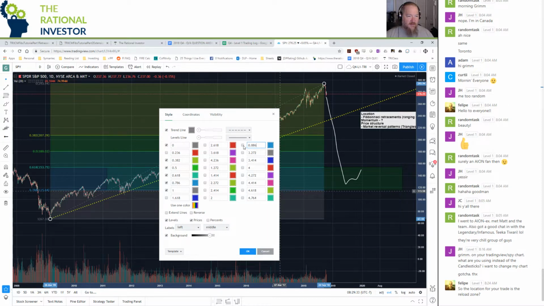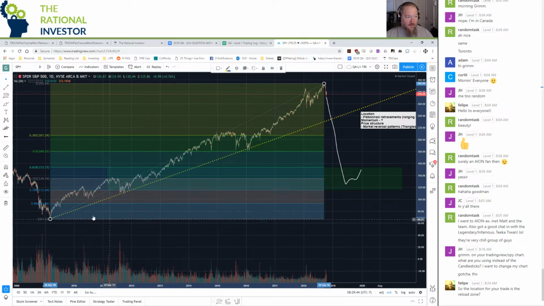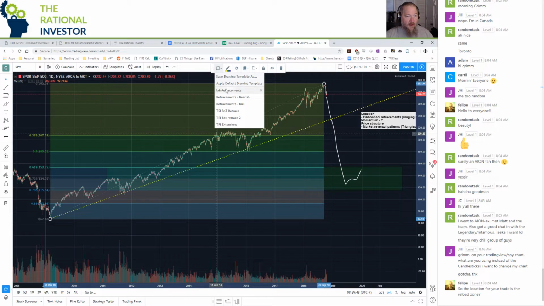0.886, and then select that, and then I'm going to come into this one. I'm going to change this to 0.702. I'm going to select that. That gives me all the lines that I need on my chart. Now you'll notice in my default, I've got a bearish and a bullish one, and they're just colored differently is the only difference here. But so let's say we do bullish.